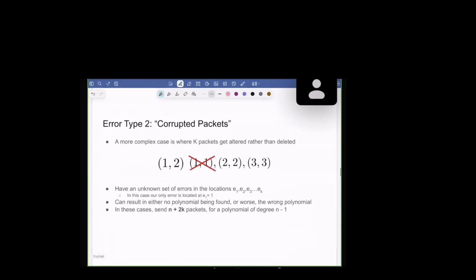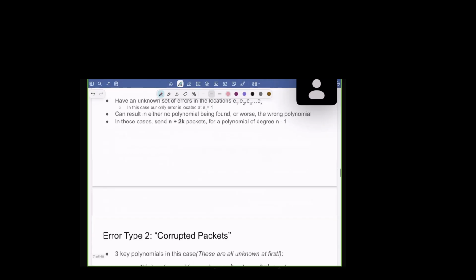So corruption's a funny guy. With corruption, you don't lose packets, but they get changed. So k packets get changed. To handle that, we're going to send n plus 2k packets. You might think initially, why are we doing n plus k instead of n plus 2k? It's because you need an extra k after that to be able to recover from the k that got changed.